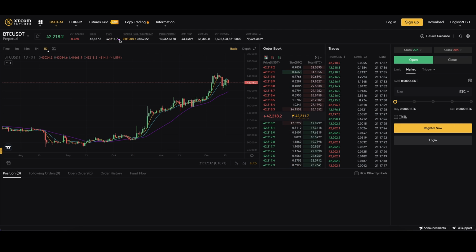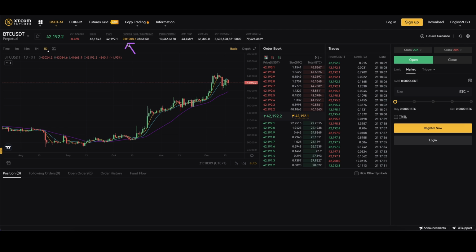On the other hand, if this is a negative value right here, you would have to pay it as a short position and you would actually receive that amount as a long position. It's also important to know that this only applies to you if you have a position opened exactly when this timer right here reaches 0. So for example, if I open a position before that timer reaches 0 and I close it before it reaches 0, or I just open a position after that, it doesn't really matter at all to me.